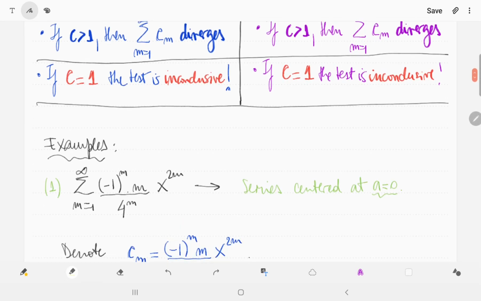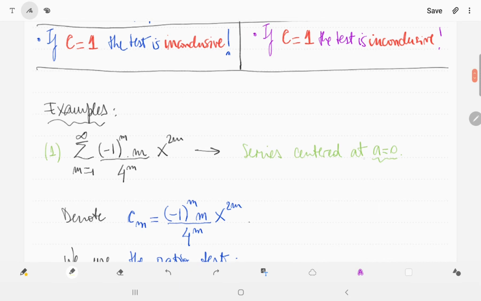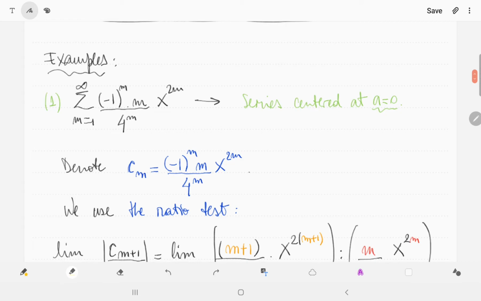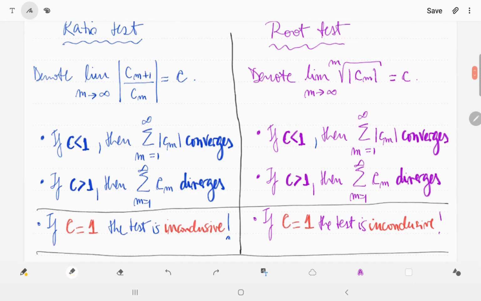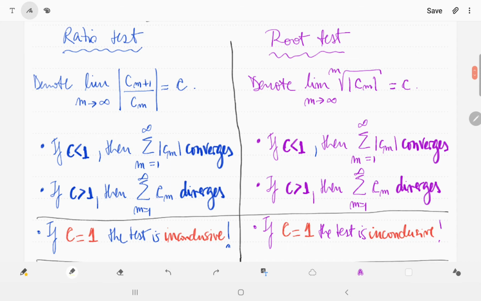This is a power series. We have a series, we have powers, and we have these numbers, the coefficients. So we are in the setting where the center is 0. If we look at the test, we need, oh, here maybe I have to correct it. Ah, no, it's okay. So we have to choose this CM in both cases.